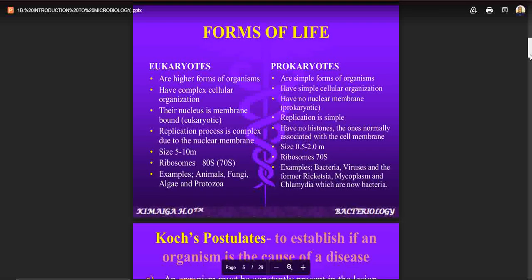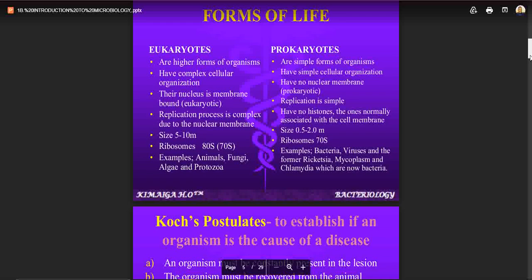Forms of life. Let's start with the forms of life. Categorically there are more. We have the eukaryotes, we have different types of these, but we are going to base our discussion on the eukaryotes and prokaryotes only. The others, we're going to leave them. All those ones, the gram negative ones, we'll meet them later on, but here we're going to base our discussion on the eukaryotes and the prokaryotes only.